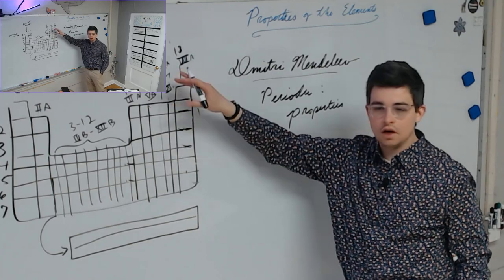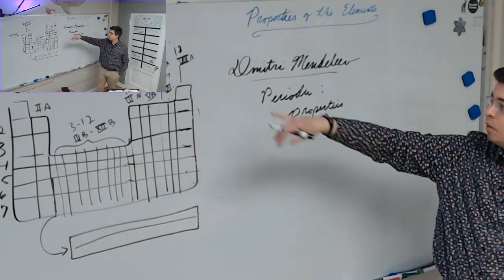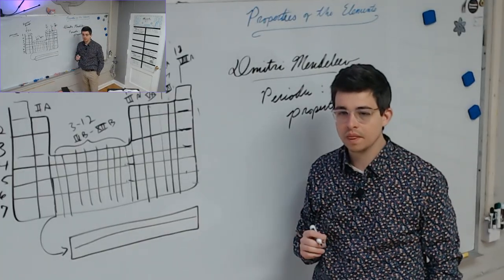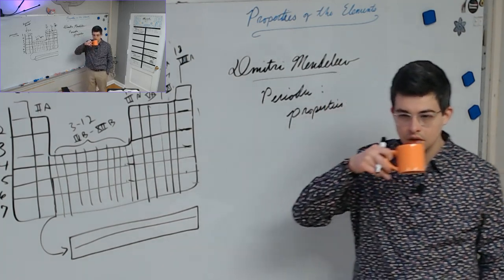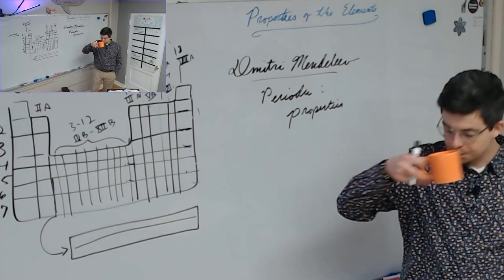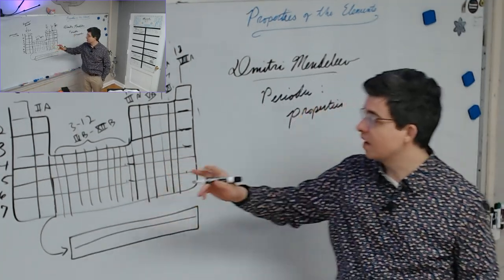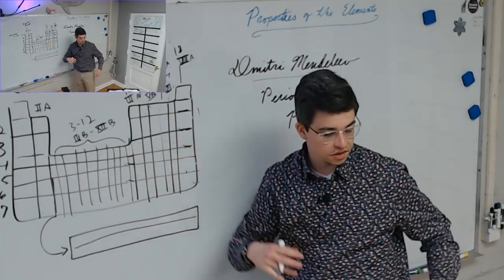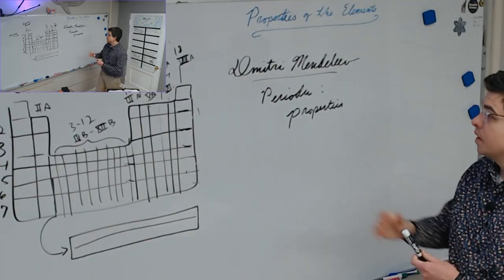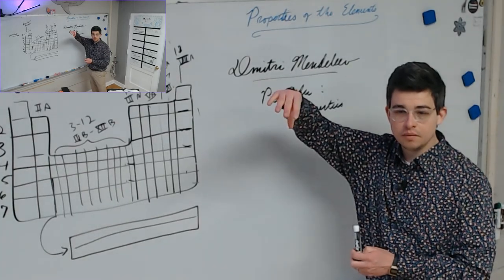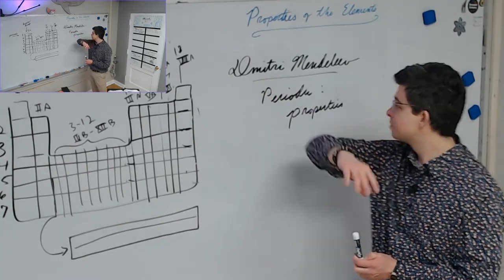Does how these are numbered make sense? And what have I numbered there? What things have I numbered? The groups, or the families. And then we can use that information to get the number of valence electrons. Okay. So we know what groups and families are, and we know what periods are, right?